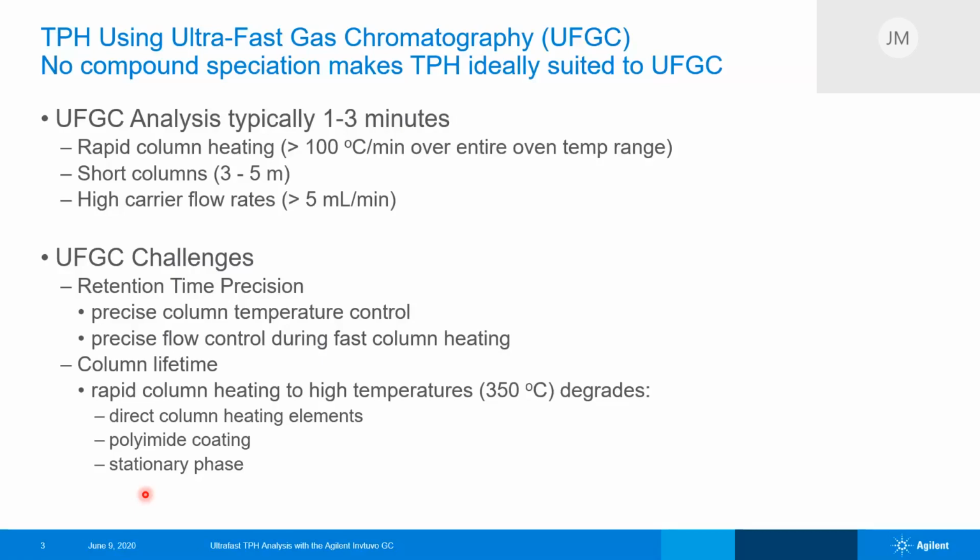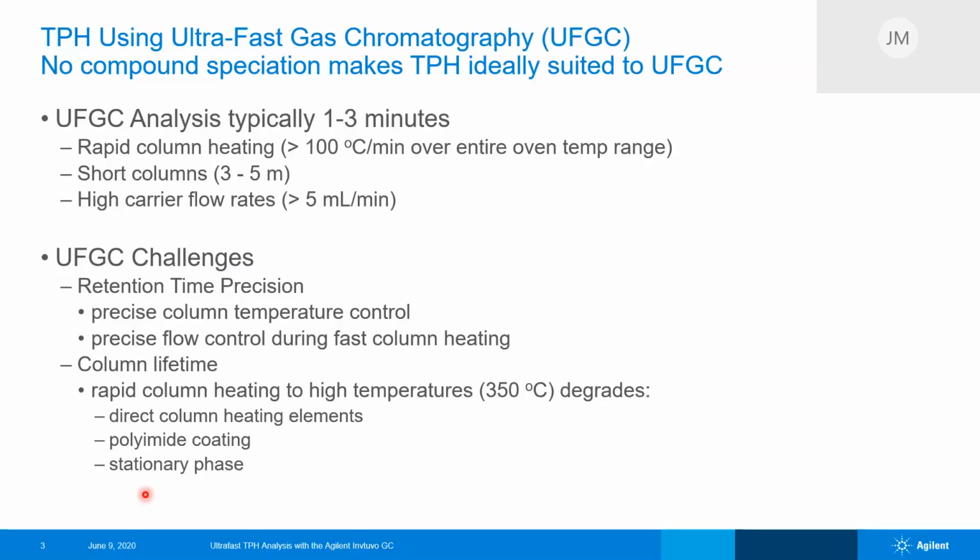One of the primary modes of failure is the polyimide coating on the column. These columns are glass, but they have a polymer coating that makes them flexible so that when they're bent, the glass doesn't break. This polyimide coating, though, is not totally inert to the atmosphere, and it can break down. So when we're rapidly heating to high temperatures, the polyimide coating will eventually oxidize over time, and as it oxidizes, it will expose the glass, and that can cause column breakage. Then finally, the last mode of column failure with ultrafast GC is the stationary phase.